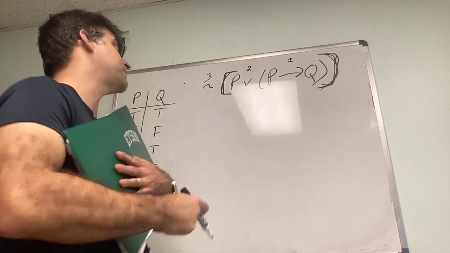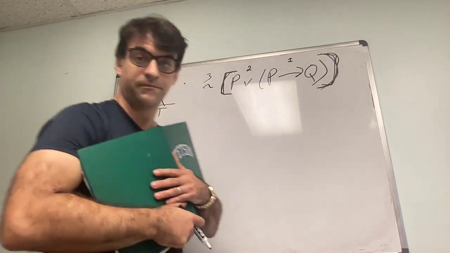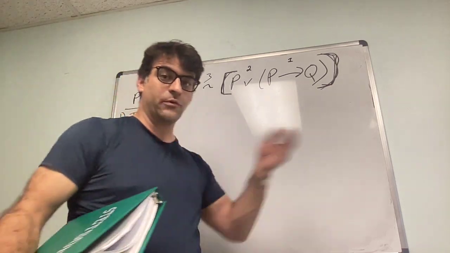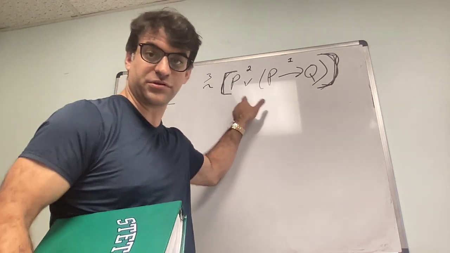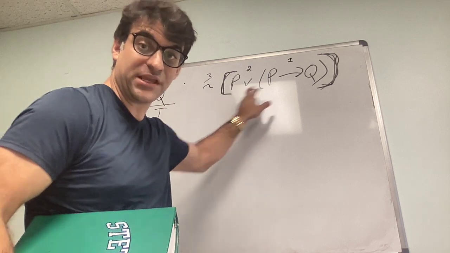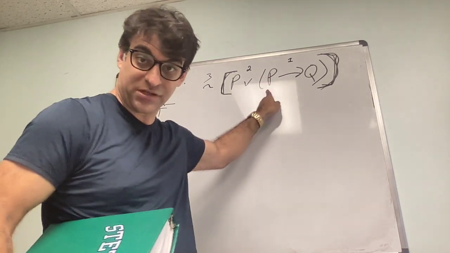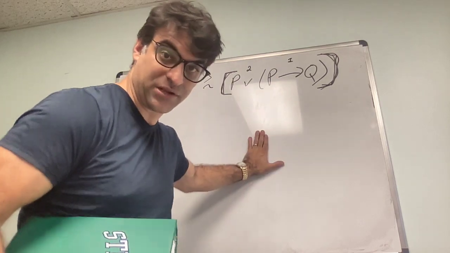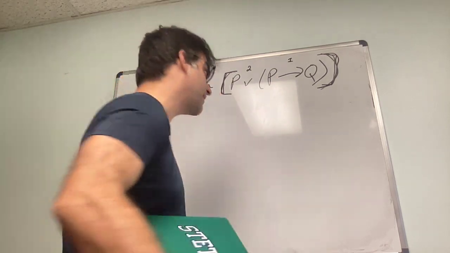Now let's think about P or P implies Q for a second. When P is true, this whole statement's going to be true because it's an or statement. Now when P is false, this statement's going to be true, right? Because a false antecedent always makes a true statement. So this is a pretty good statement, but we negate it. So let's see what happens.